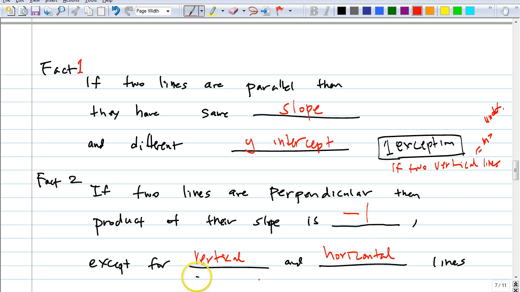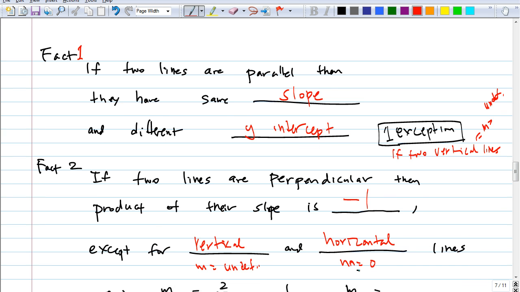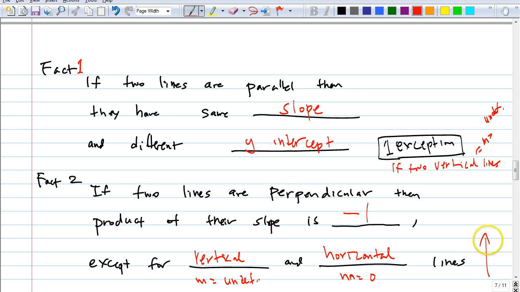What's the slope of a vertical line? Undefined. What's the slope of a horizontal line? 0. Well, you can't really multiply an undefined number times 0, right? And it will never be -1. But what do you know about vertical and horizontal lines? They're always what? Perpendicular, right? So nevertheless, even though the product of their slopes is not -1, they're still perpendicular. So there's one exception for this fact. Does that make sense?